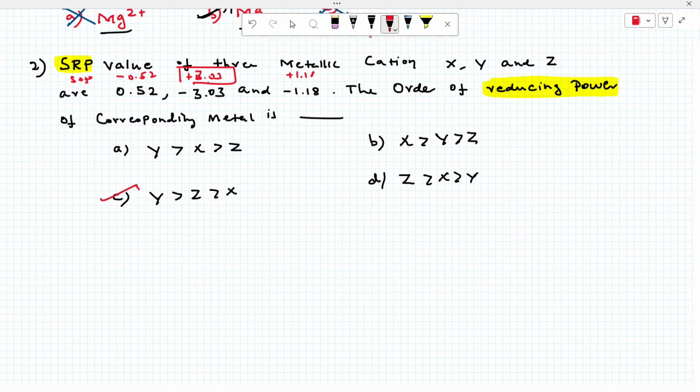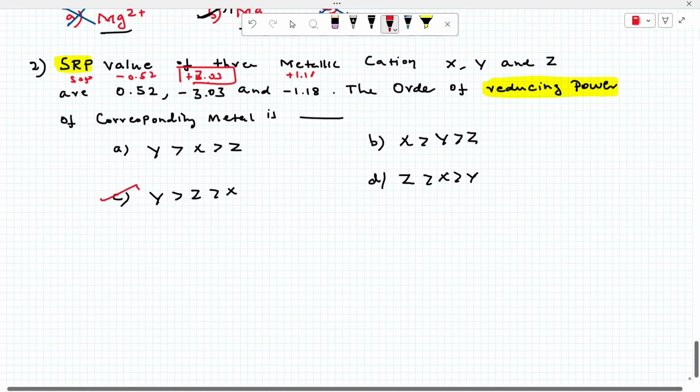Okay, understood? They have set it very simply. They give SRP and ask for reducing power, so we have to convert it. This is a logical question. Important, please note. Next. The remaining questions I will send to the WhatsApp group. We can do it. Okay.